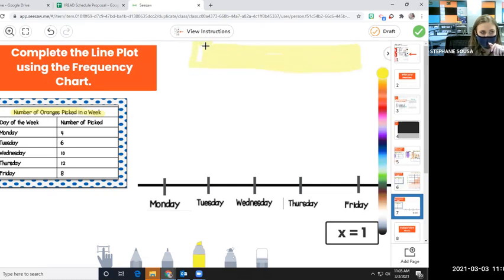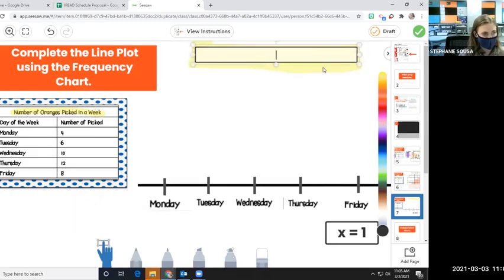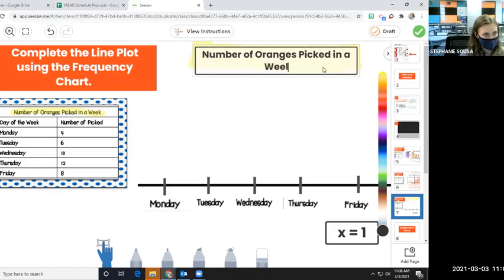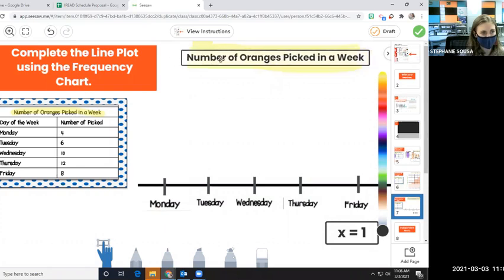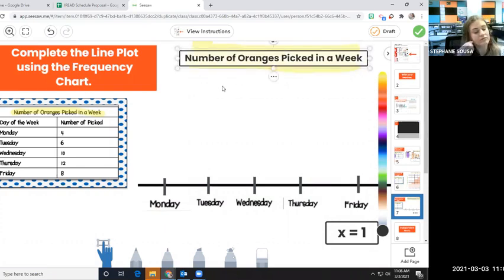We know that the title is the exact same as what's shown in the frequency chart. So let's add a text box for our title here. Our title is the exact same as it appears, so I am just copying it from my frequency chart. Number of oranges picked in a week. Boom. Now I've got a title for my line plot. Okay, so we've got a title.